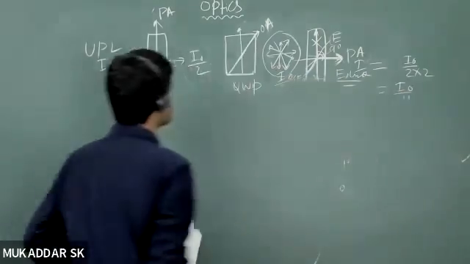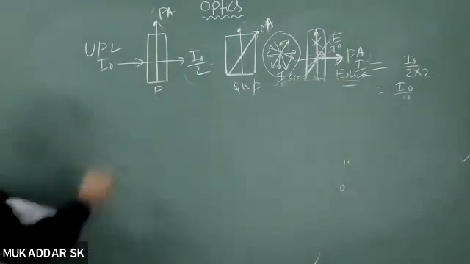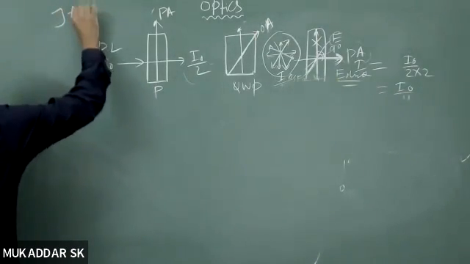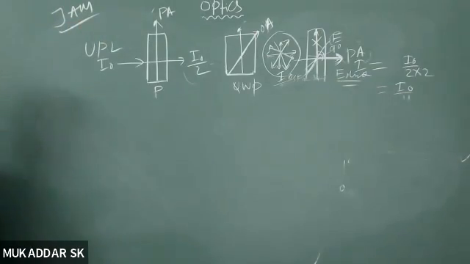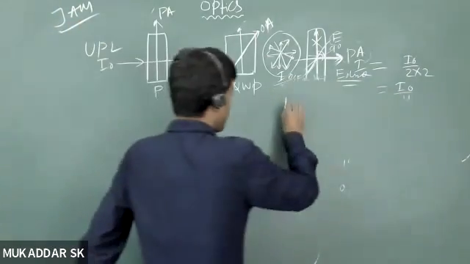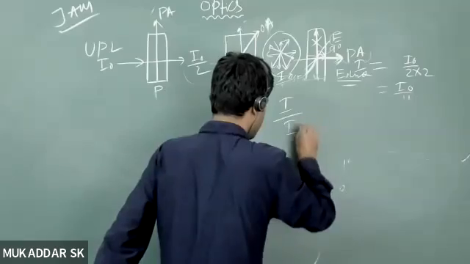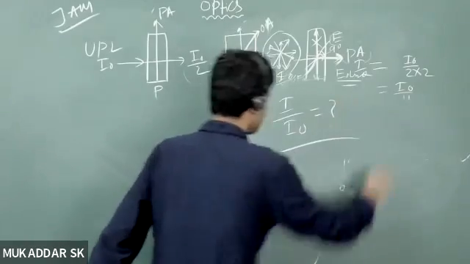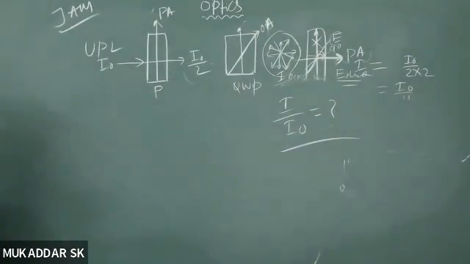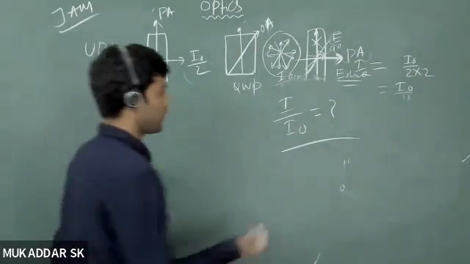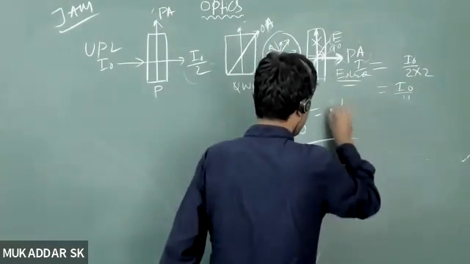Okay. So this question was recently asked in your JAM exam. They asked what will be the ratio of I divided by I naught. That was the question. So it will be how much? If you calculate I by I naught, how much do you get? 1/4.